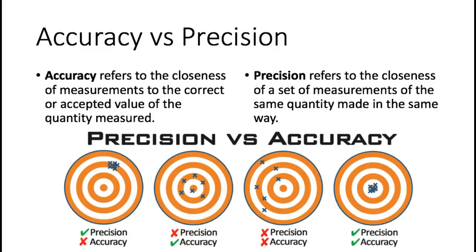In this third example, again, if we're still aiming for the bullseye, none of our darts really made it to the bullseye, and none of them are really close to each other either. So we're not accurate, and we're also not precise.